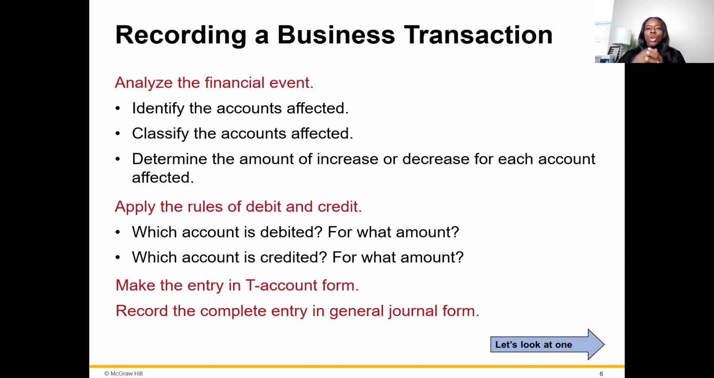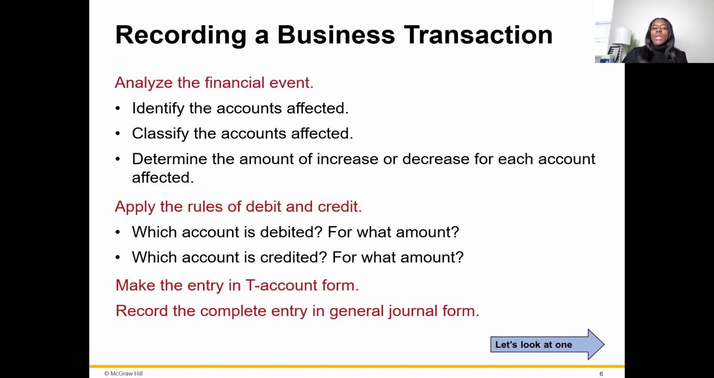First, we identify the accounts that are being affected, whether it's cash or equipment. Then we classify those accounts that are being affected. So cash is an asset, and that's classifying it. And then we determine if the amount of that transaction is increasing or decreasing for that account. Based upon that, we're going to learn some rules of debits and credits. Then, based upon how we've analyzed the financial event, we'll determine which account is going to be debited and for what amount, and which account is going to be credited for what amount.